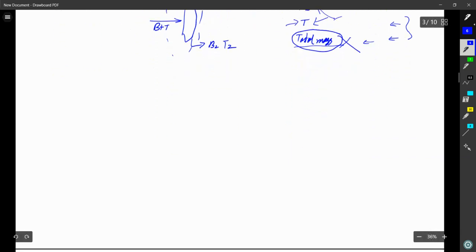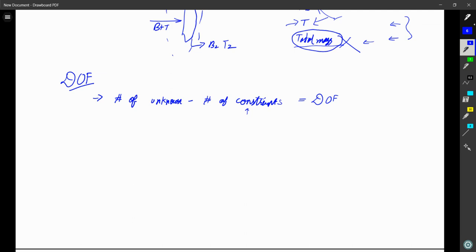That is one thing. Now, what is degrees of freedom? Degrees of freedom is the number of unknowns minus the number of constraints. This number of constraints also includes the number of independent equations. So this is degree of freedom. Basically, degree of freedom is how many things you can choose.